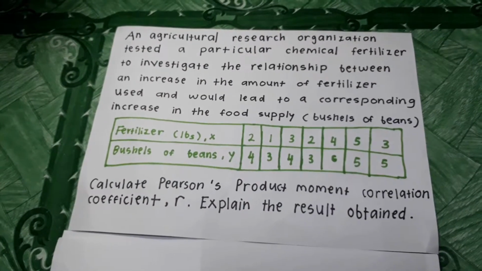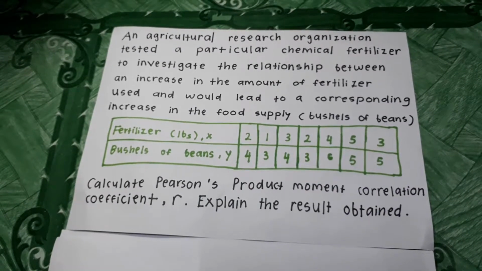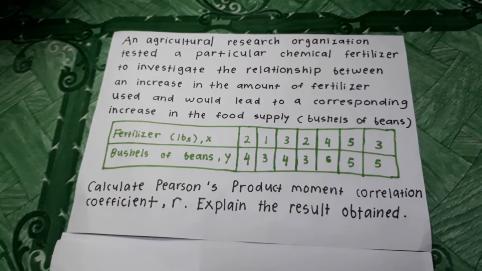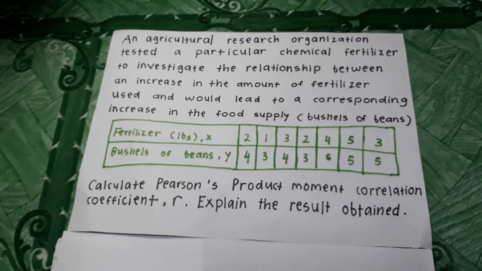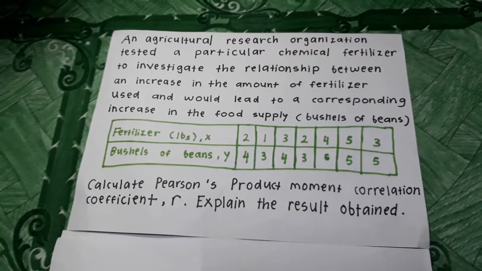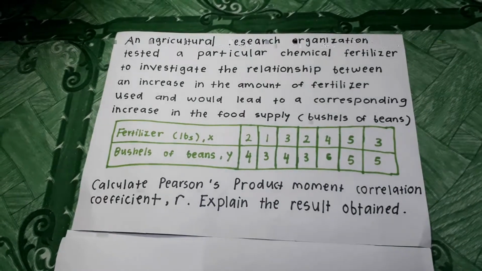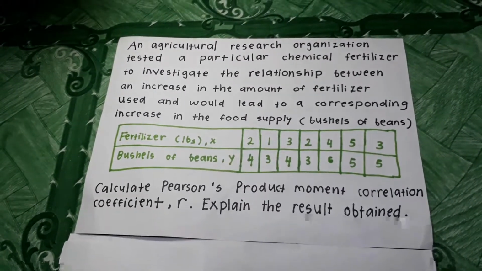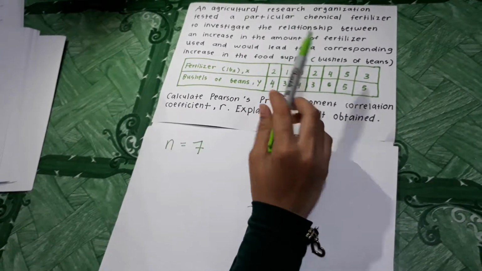An agriculture research organization tested a particular chemical fertilizer to investigate whether an increase in the amount of fertilizer used would lead to a corresponding increase in the food supply. So, calculate the Pearson product moment correlation coefficient, which is represented by R. Explain the result. N is equal to 7. N is the number of data.